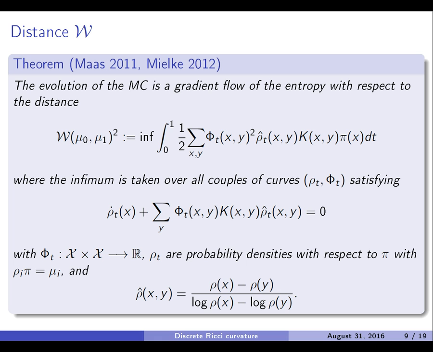So the entropy with respect to pi of some probability density rho is just the sum over x of rho of x log rho of x pi of x. So exactly the same thing as in the continuous setting.